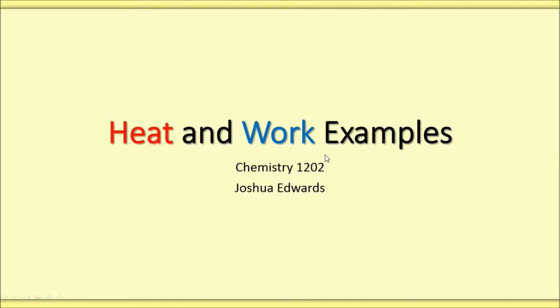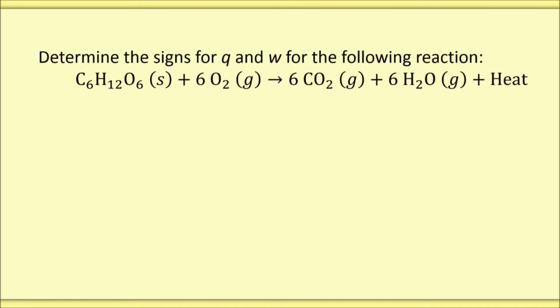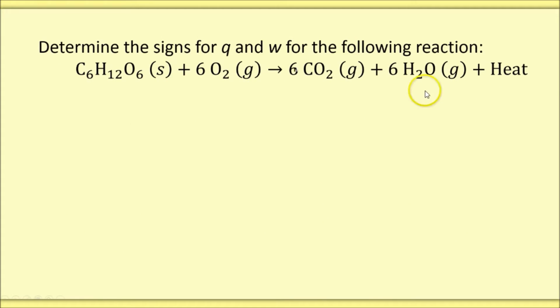Now we'll look at a few more complicated examples of determining the sign of Q and W. This is the oxidation of glucose, C6H12O6, into carbon dioxide and water. And you can tell from Chemistry 1201 that this is a standard combustion reaction. It's a fuel plus oxygen producing carbon dioxide and water. And that's going to be a heat-producing reaction, so heat is going to be a product over here.